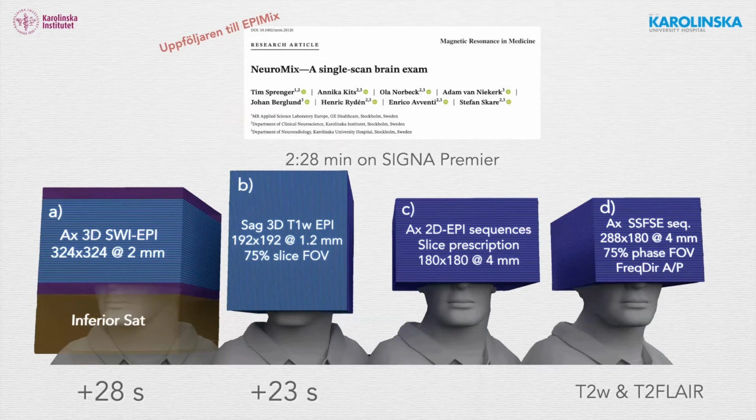The paper we published here shows that within 2.5 minutes we can get this type of data. And what I want to highlight here is that the 3D SWI takes another 28 seconds, and the 3D T1 takes 23 seconds. If you remove those, the scan time is down to about 1 minute 28, 1:30 or something.